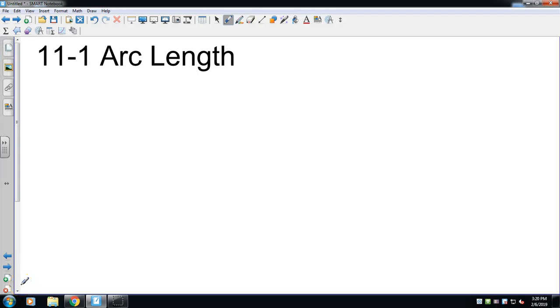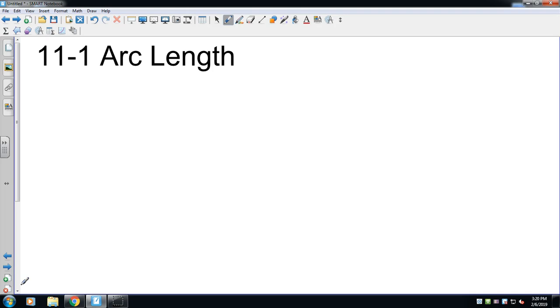All right, geometry, we've got a new chapter. We're going for chapter 11, still working on some circles. Now, the actual title of this section is Circumference and Arc Length, but having difficulties with my board going all the way across, so I just shortened that to arc length, and we're going to talk about circumference.